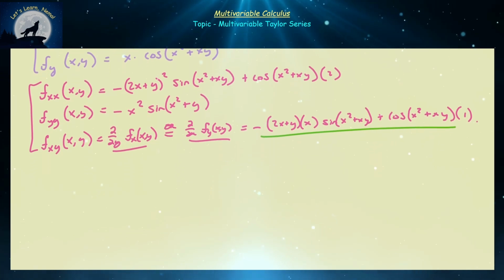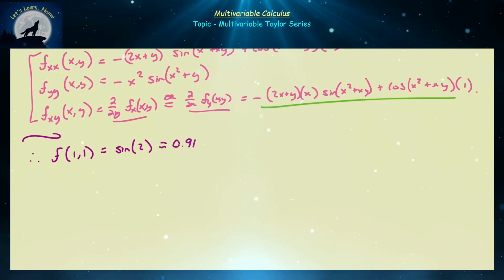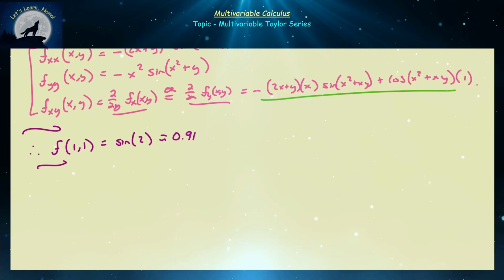So now we're just going to evaluate all of these at our point (1, 1), and that's going to give us our approximation. Right? So f(1, 1), our 0th order approximation, which is going to be equal to the sine of 2. Keep in mind we're going to be in radians here. This is going to be approximately equal to 0.91.